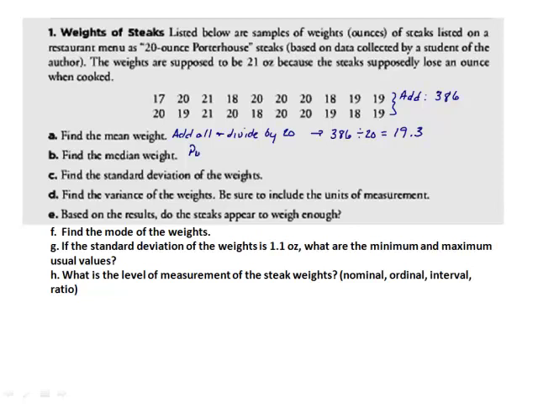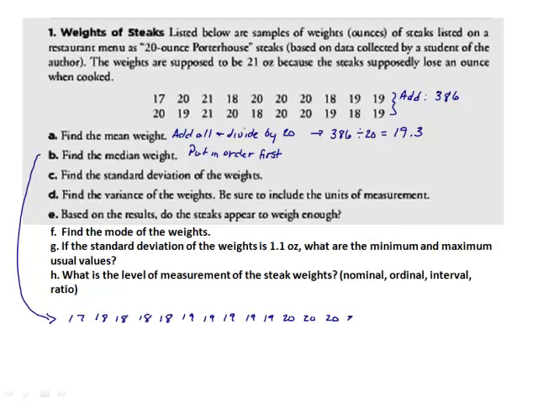Next question is to find the median weight, and to do that we need to put our weights in order from smallest to greatest. I didn't give myself a lot of room up there, so I'm doing this down here at the bottom. And here I'm listing out all of the weights in order, starting with 17, which was the lightest weight, and the heaviest of the steaks was 21 ounces. So there's our whole list.